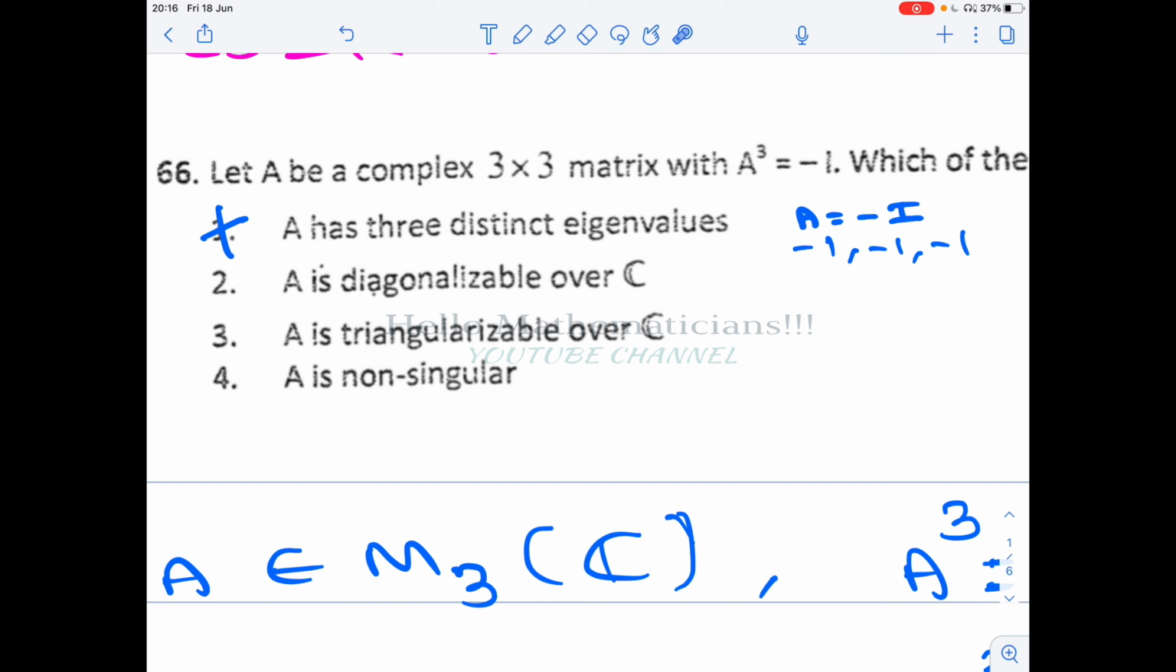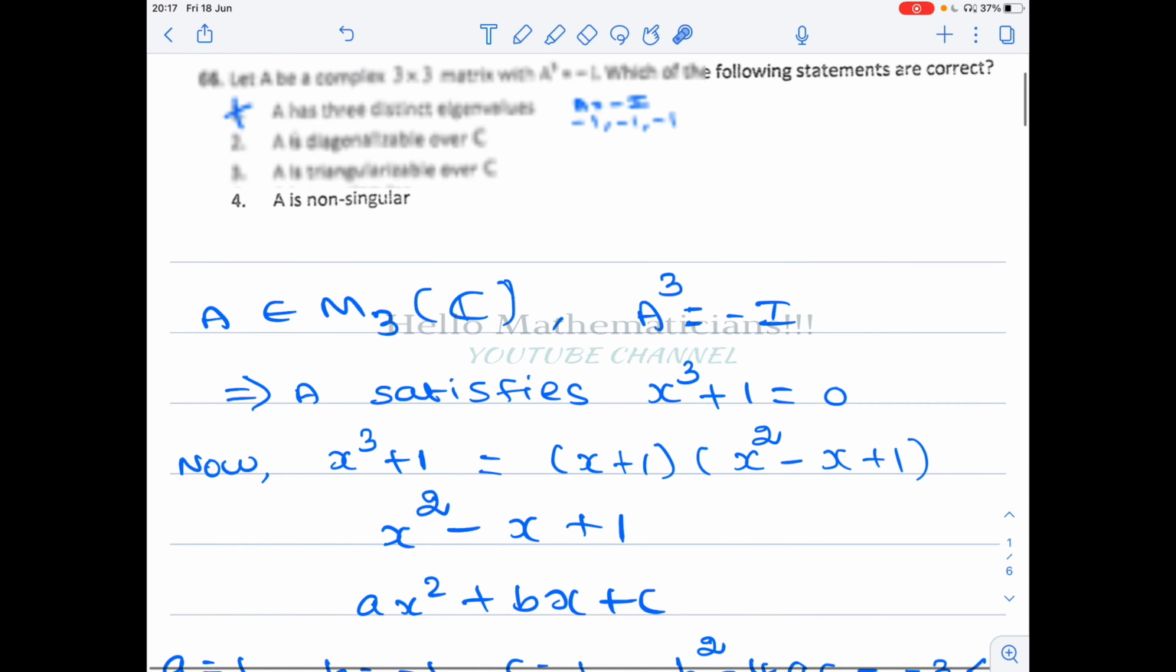Okay, so what we are going to really prove is that any complex k by k matrix satisfying A power n equal to I or A power n equal to minus I is always diagonalizable over C. So the same problem, if tomorrow it's asked for a 7 by 7 matrix satisfying A power 100 equal to I, still we know the answer, that matrix is going to be diagonalizable. Okay, let's see why it is so.